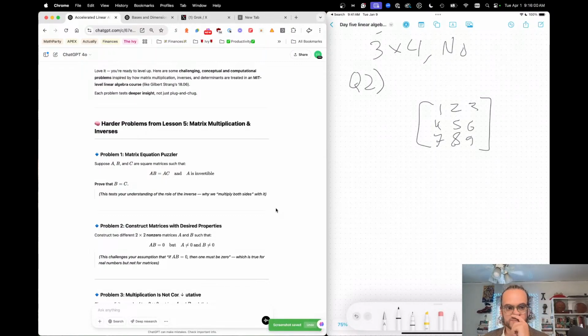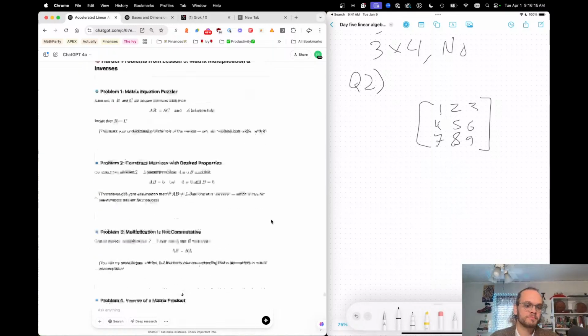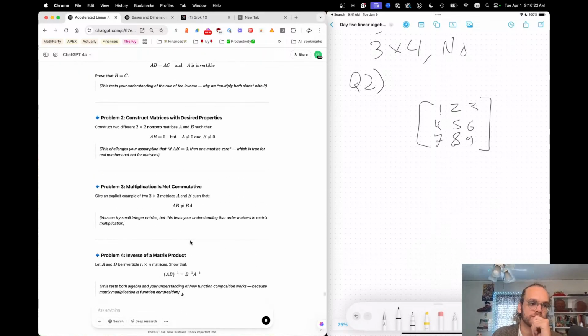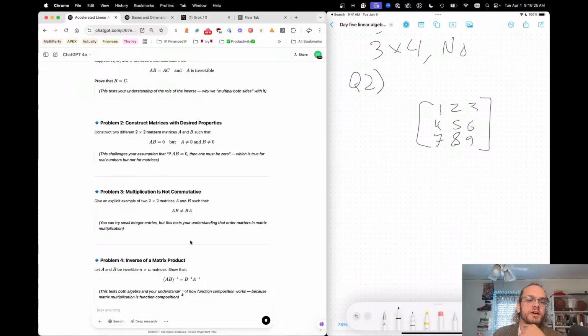All right. If A is invertible, so how many problems are there? 6. Explain problems 1 through 3. I'll just start with that. Construct matrices with desired properties. Two different 2x2 non-zero matrices such that AB equals 0, but A does not equal 0 and B does not equal 0. Okay.